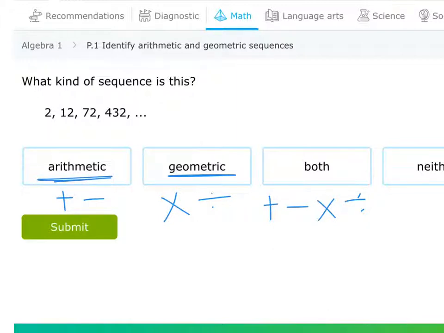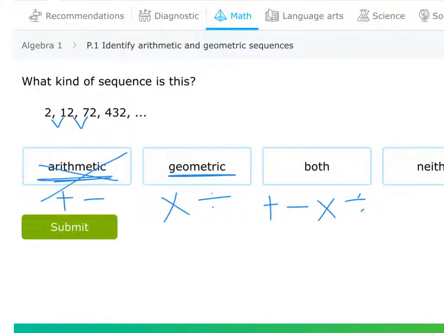So to start, for this one, I have a sequence of 2, 12, 72, and 432. First thing I would do is look to see, can I add the same number each time? From 2 to 12, I would be adding 10. But from 12 to 72, I'm definitely not adding 10. So it's not arithmetic. So we can cross that one out.